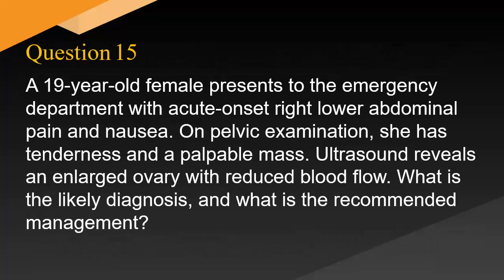A 19-year-old female presents to the emergency department with acute onset right lower abdominal pain and nausea. On pelvic examination, she has tenderness and a palpable mass. Ultrasound reveals an enlarged ovary with reduced blood flow. What is the likely diagnosis and what is the recommended management?